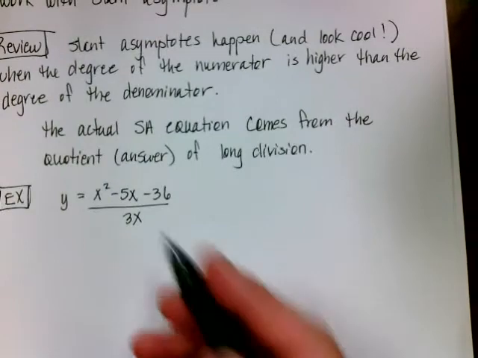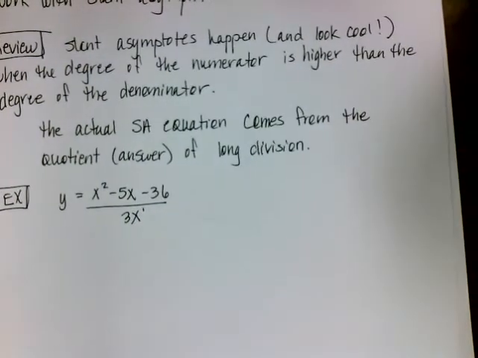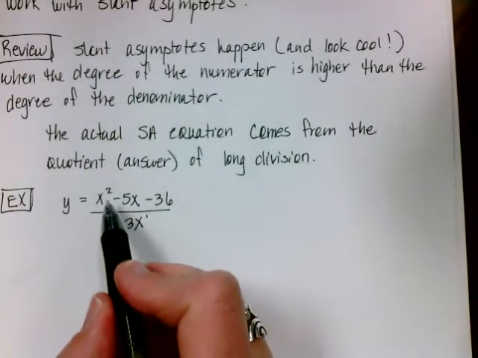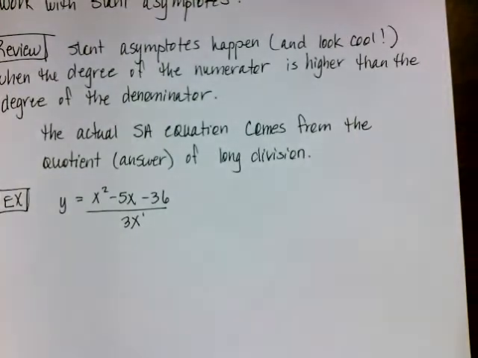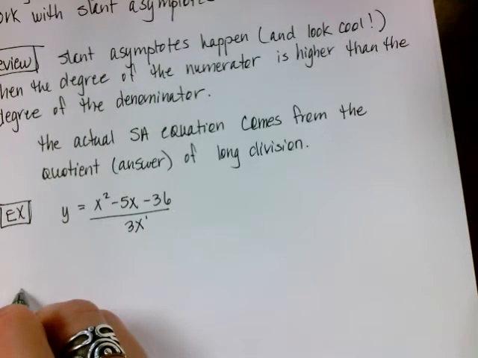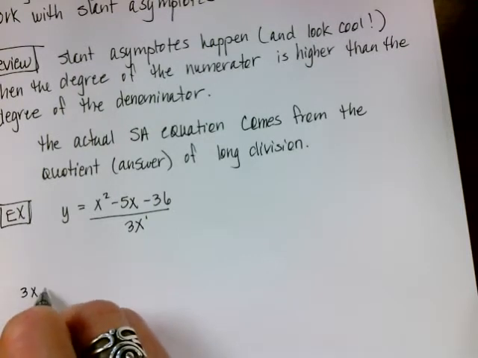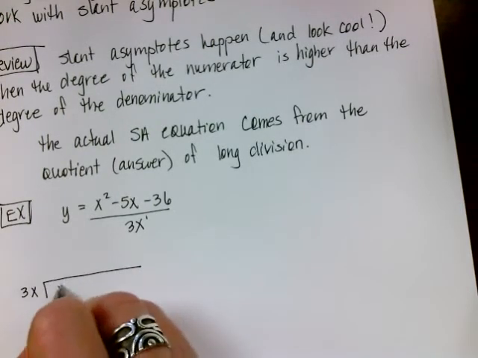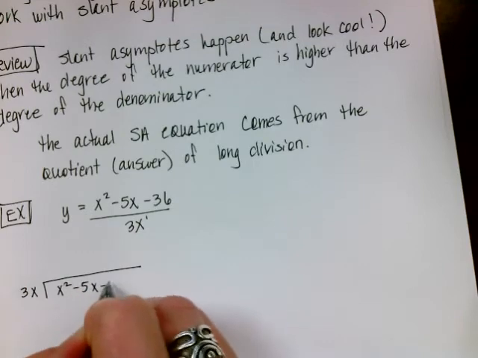Okay? So notice that the degree in my denominator is 1. The degree in the numerator is 2. Therefore, the degree in the top is higher, so I'm going to need to do long division. All right, so I'll do that down here. So I'm going to divide 3x into x squared minus 5x minus 36.